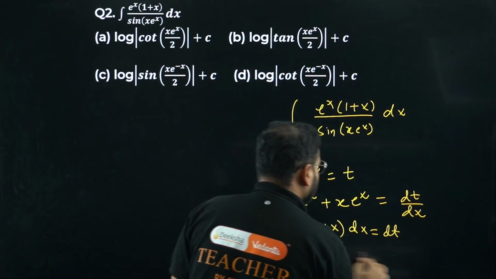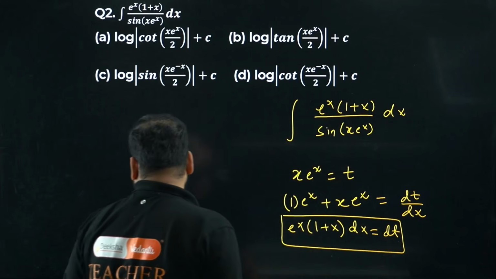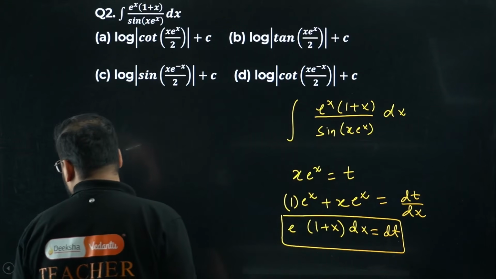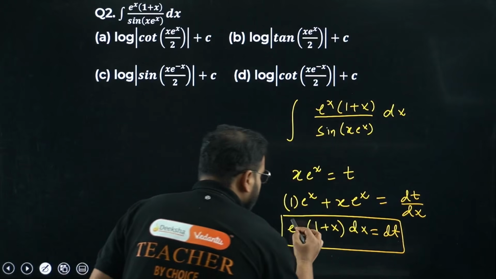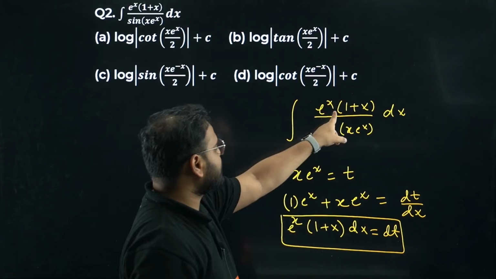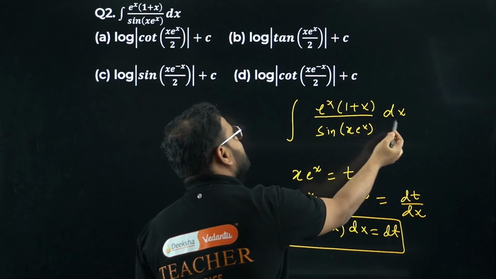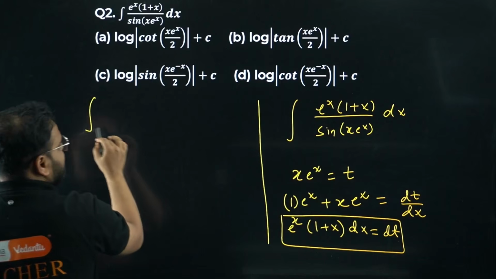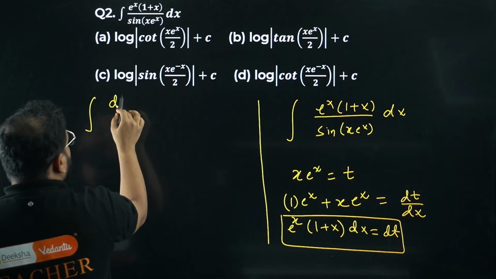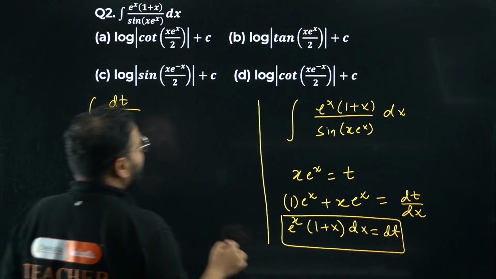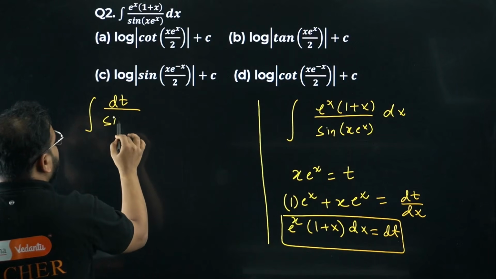So what I'm getting is e power x. It's not e into x, it is e power x. I can avoid that confusion by rewriting it. E power x times (1 plus x) dx. We have the same thing over here. Please check, e power x (1 plus x) dx. So this whole thing will transform into dt divided by sine t.